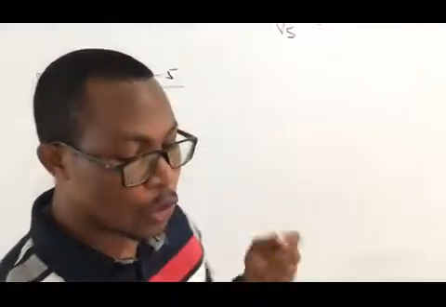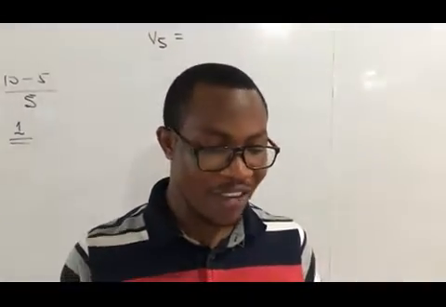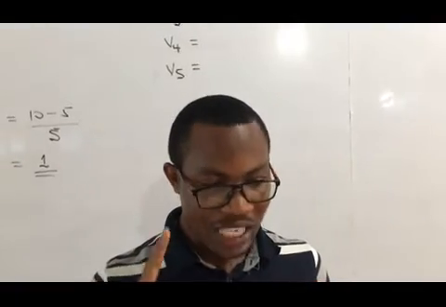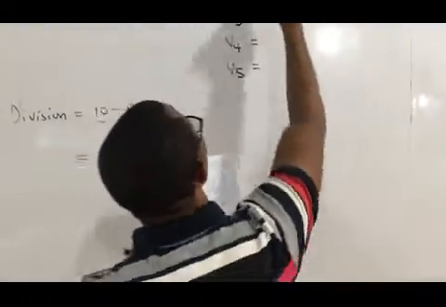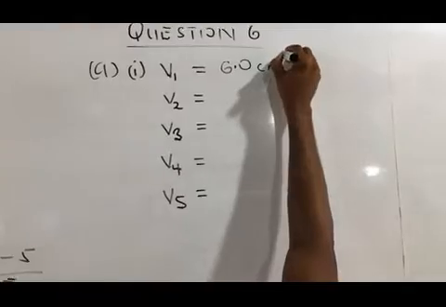Okay, so that should help us in reading the respective volumes. V1 is pointing to the first division after 5. So if each division is 1, you add the 1 to the 5, and that will be 6. So V1 is 6.0 centimeter cube.